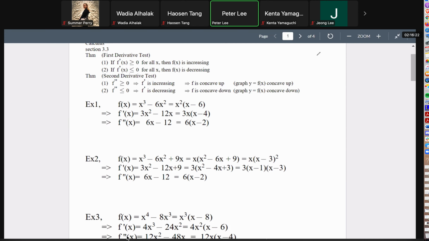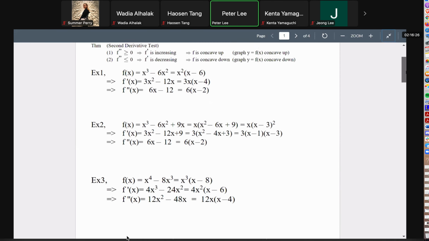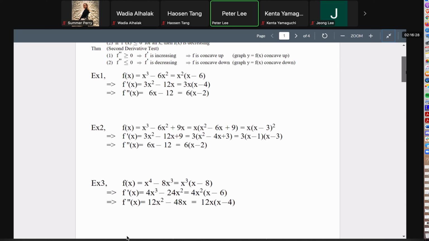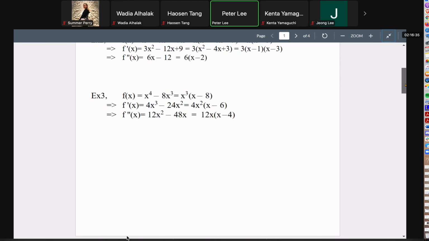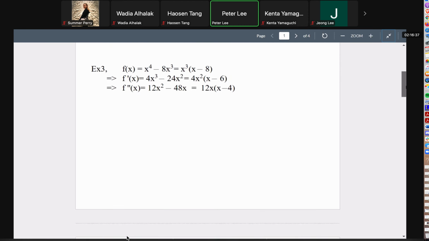Now let me do one more time. This time I'm going to do it a little bit faster. We have example 2. Example 2 is also a cubic. But now let's do example 3. Example 3 is a fourth degree. So let's do example 3, which is fourth degree. And we have a lot of space here, so let me do this quickly.